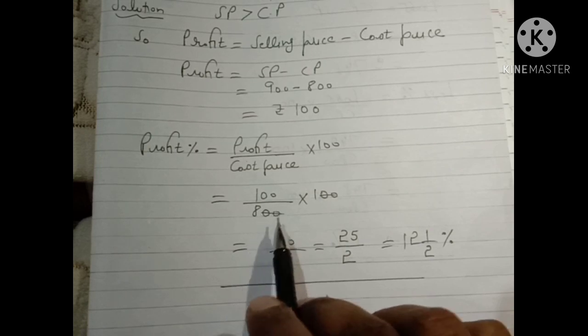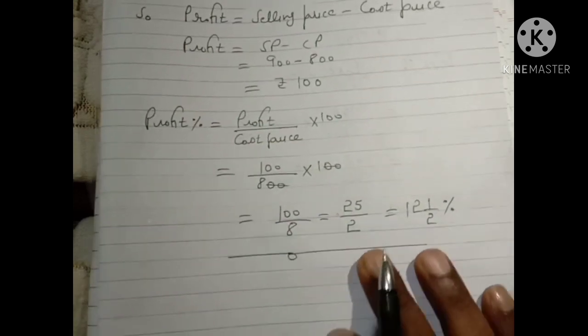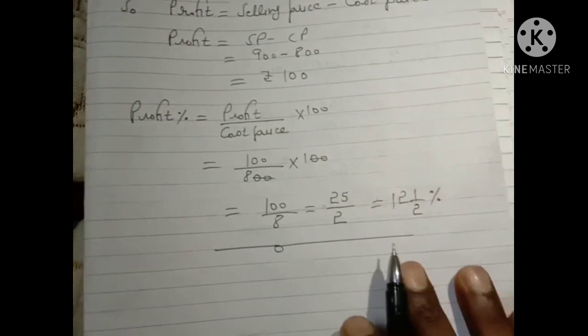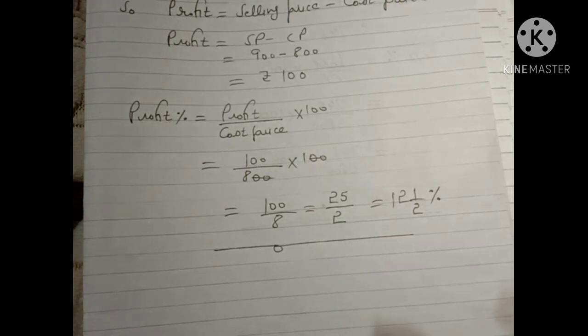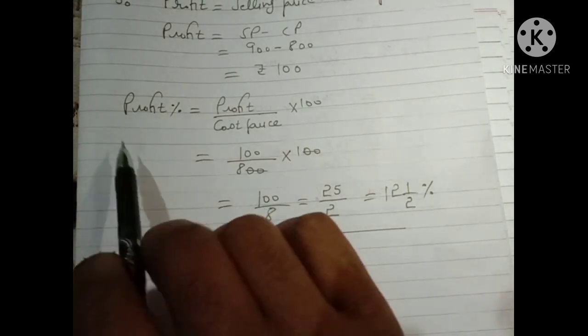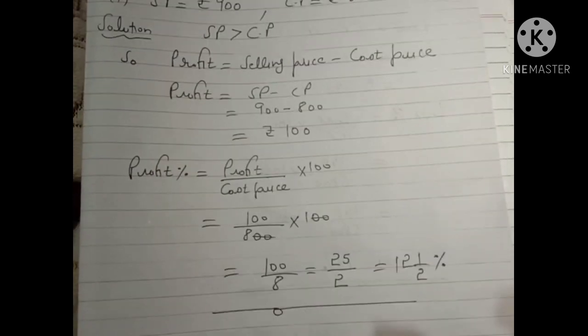And now you can see these two zeros are cancelled with each other. And now you can see the next step is 100 over 8. And after solving this one also, after doing a little calculation, it will become 25 over 2. And after division, it will become 12 1/2%. Means in this case, the profit percentage is 12 1/2%. So this is the solution.